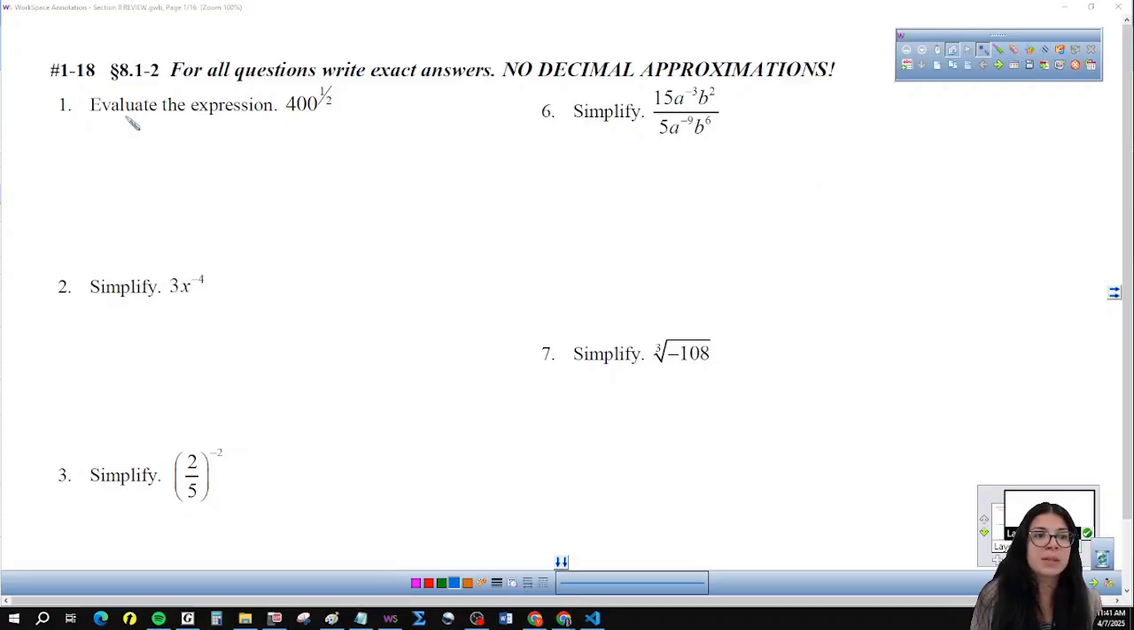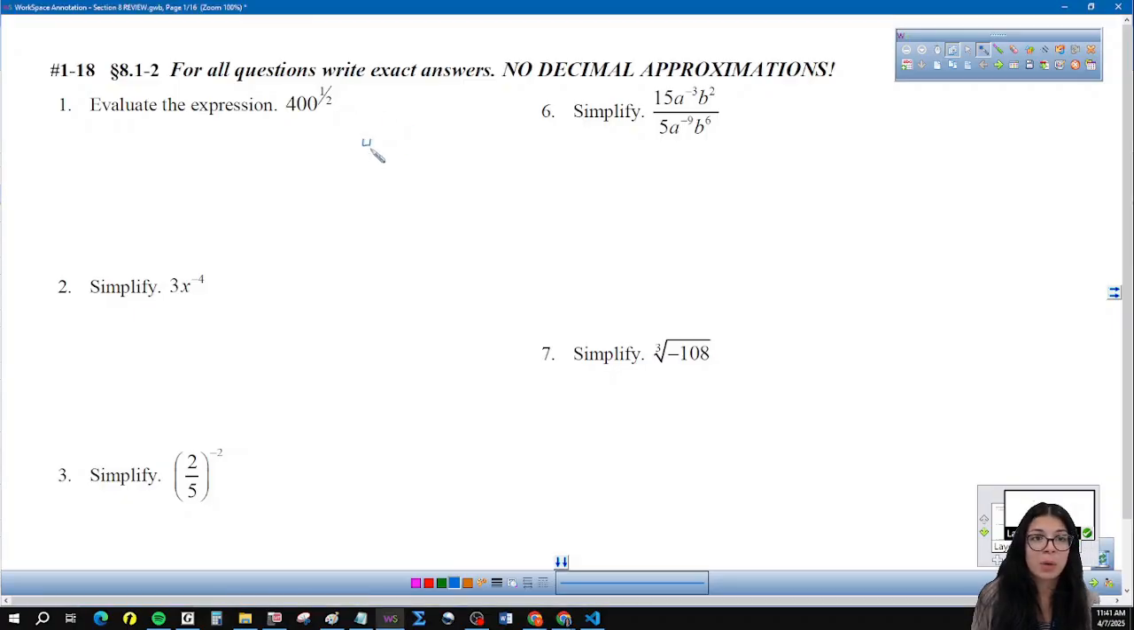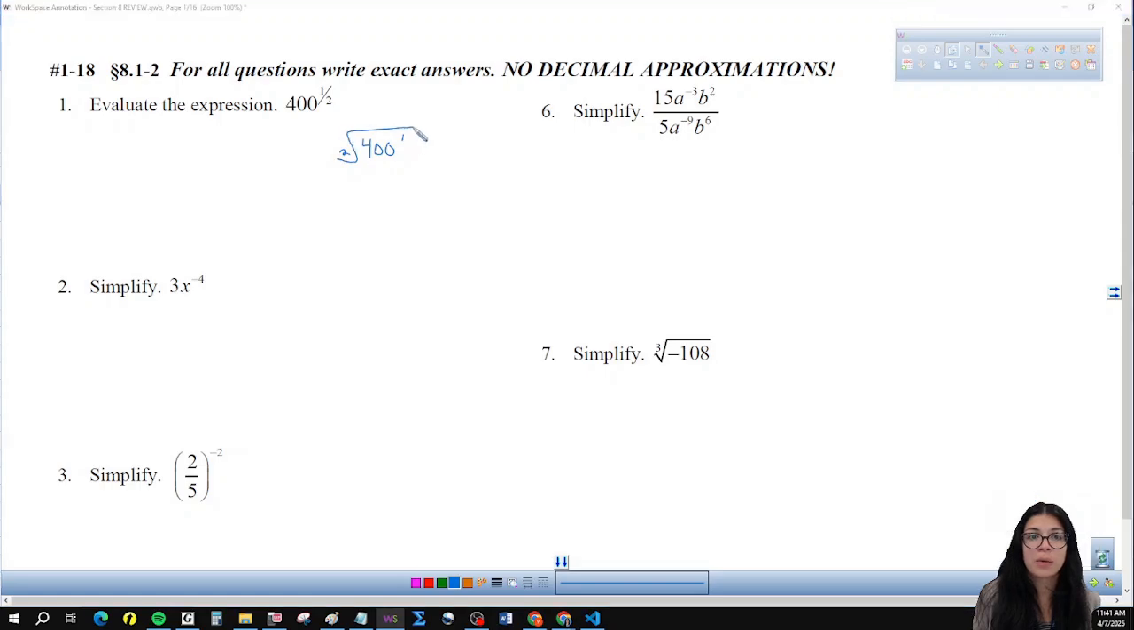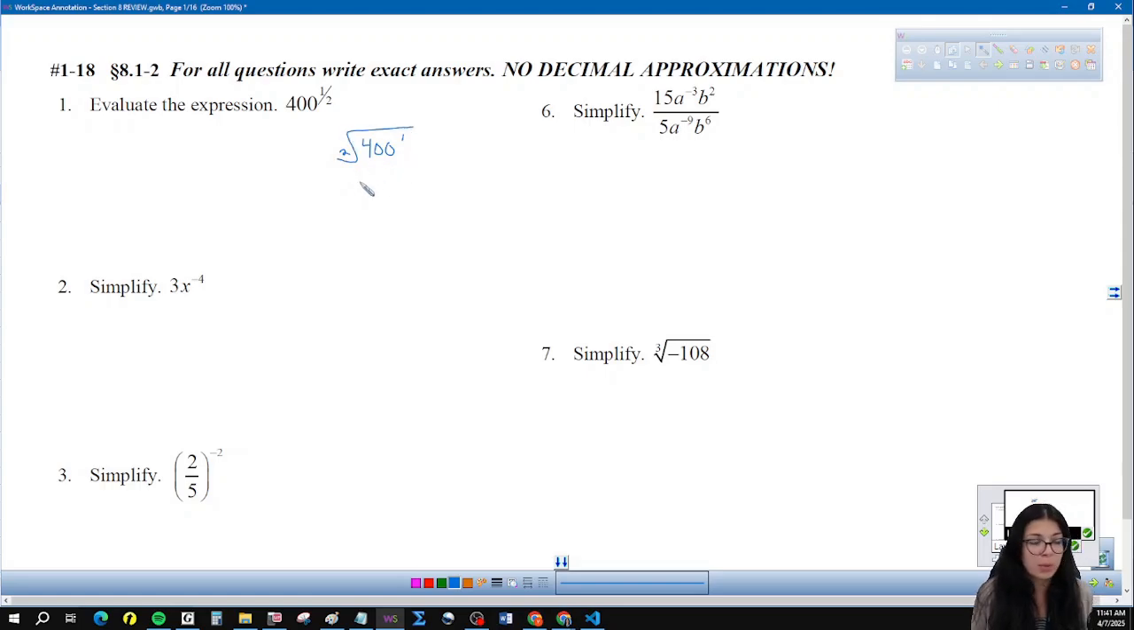Notice that the first question is asking us to evaluate 400 to the power 1/2. Power 1/2 means that 400 has the power 1 and the index on the radical is 2. So this is the square root of 400, which can break up into the square root of 4 times the square root of 100. Since the square root of 4 is 2 and the square root of 100 is 10, it's 2 times 10, which is 20.